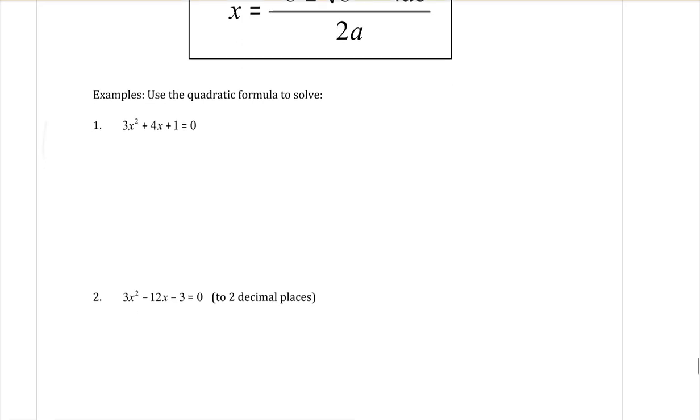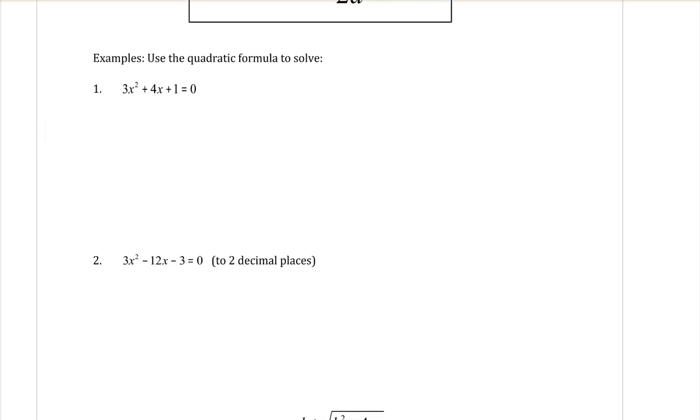So question number 1, use the quadratic formula to solve this equation. 3x squared plus 4x plus 1 equals 0. So the first thing you want to do, because we're new to this, you want to identify the a, the b, and the c. As long as your quadratic is in order, so x squared term, x term, constant term, a is what's in front of the x squared, b is what's in front of the x, and the c is the constant number on the end.